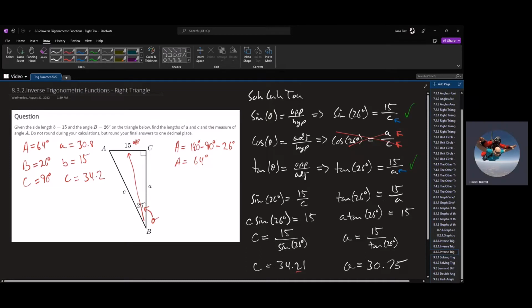So this should be our final answer for this question. For little a, we get 30.8. For little c, we get 34.2. And then for big A, we get 64 degrees.